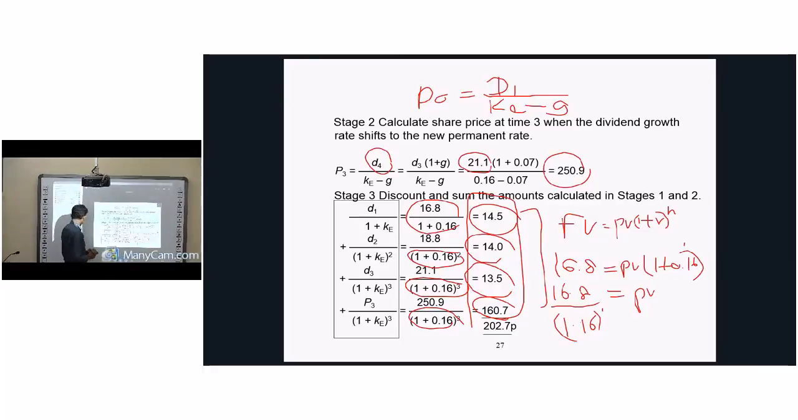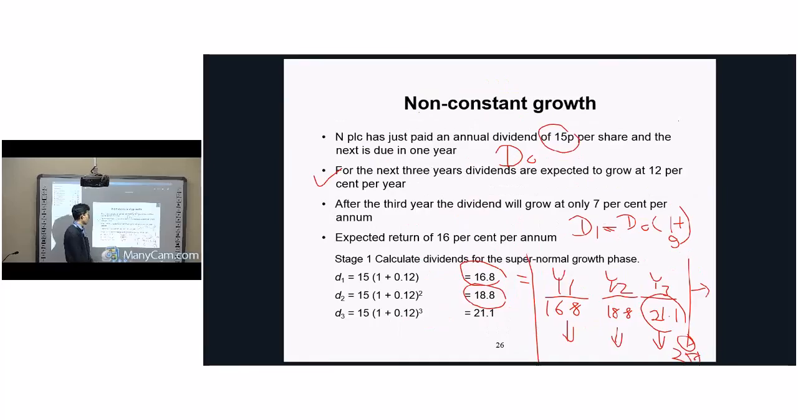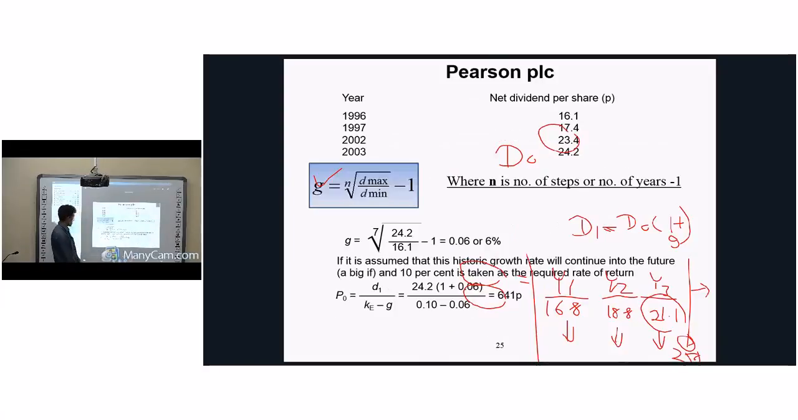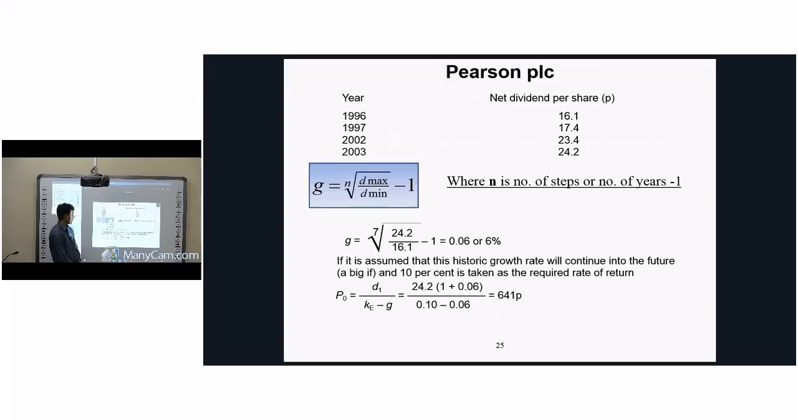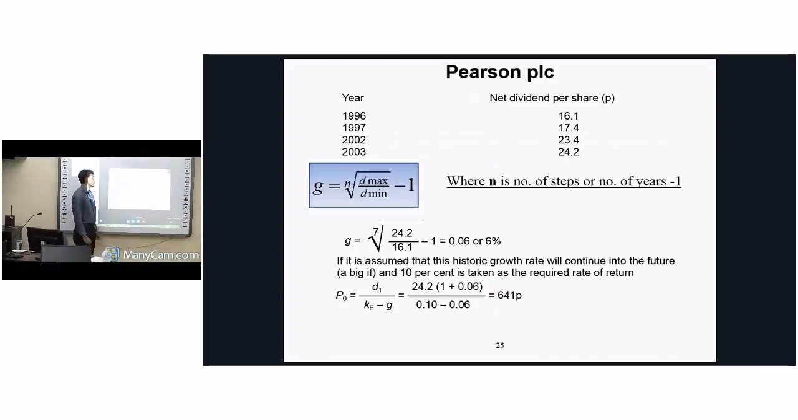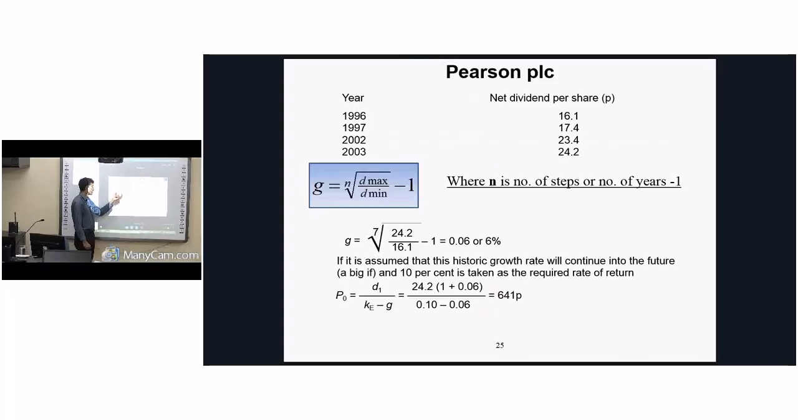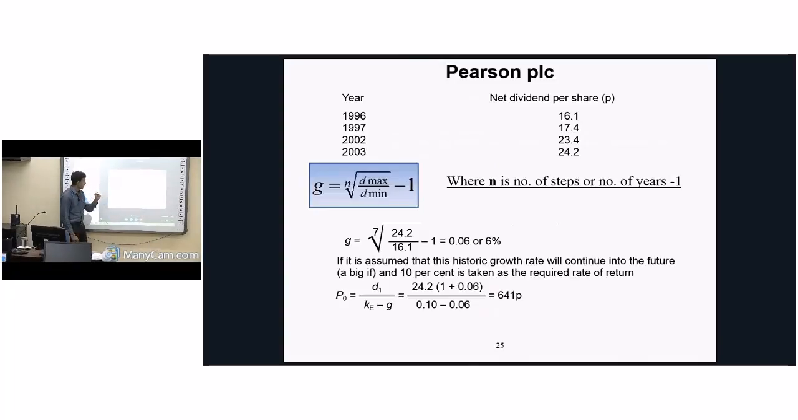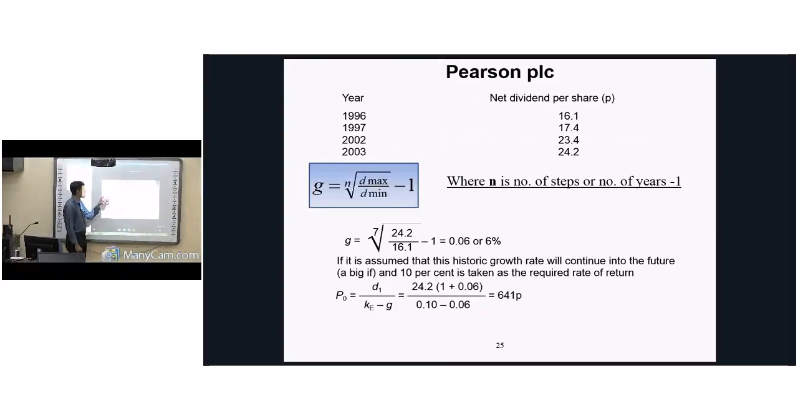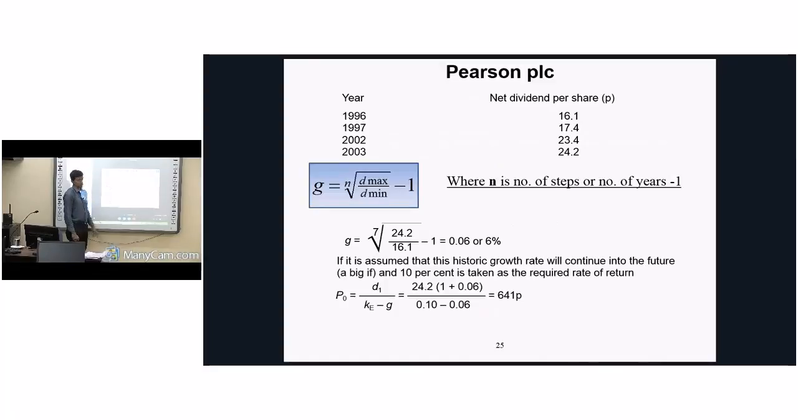So how do we do that? There's a simple formula we use in financial management for this case, and that is where I will explain the growth rate formula. Before we calculate, I'll just show you the formula. The growth rate is equal to the root of the maximum dividend the firm has paid over the minimum dividend the firm has paid, minus 1, where n is the number of steps. So this is the equation.